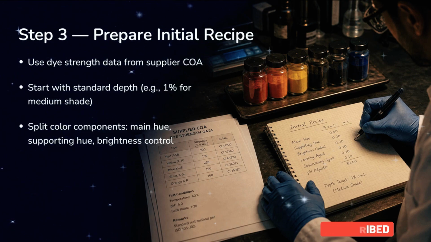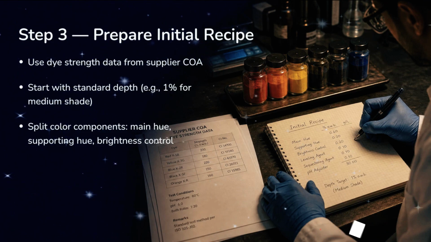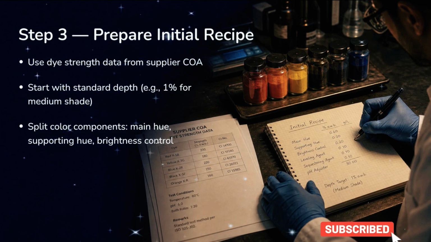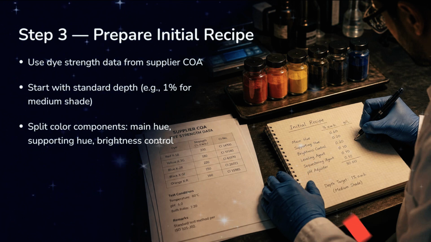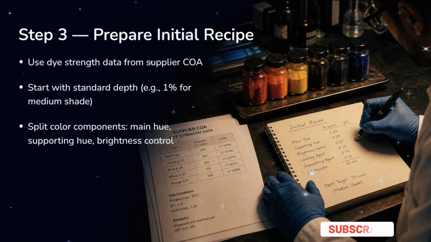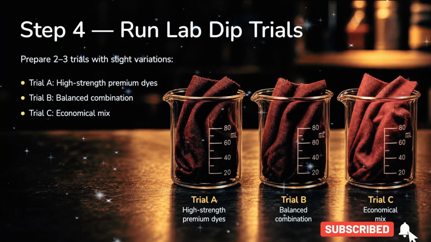Use dye strength data from the supplier's Certificate of Analysis, or COA. Start with a standard depth, like 1% for a medium shade, and split the color components into main hue, supporting hue, and brightness control. Step 4 is running lab dip trials.